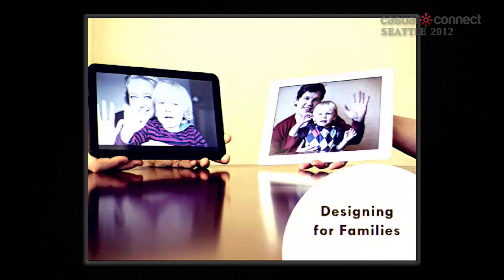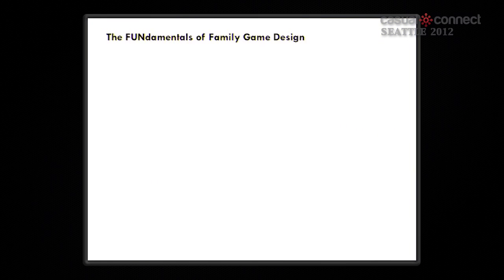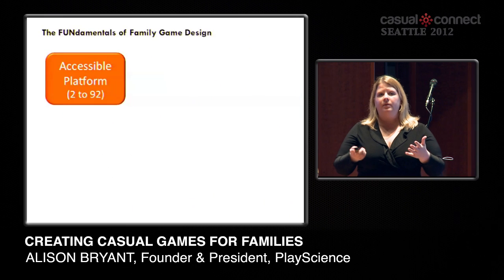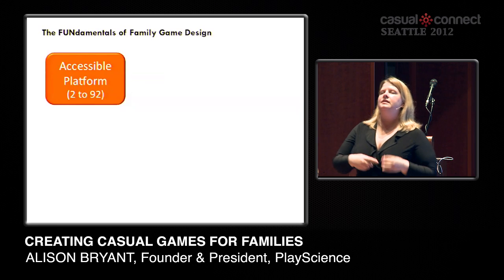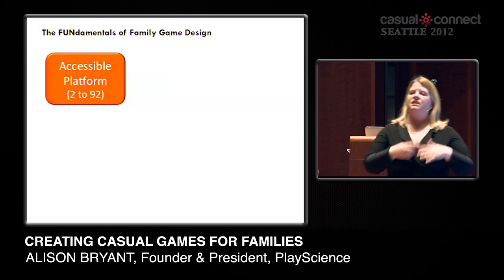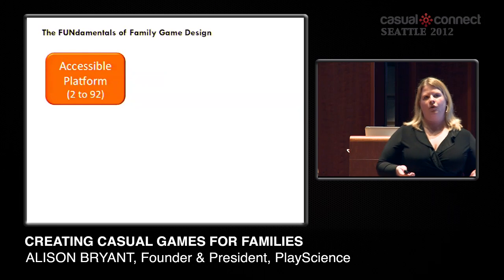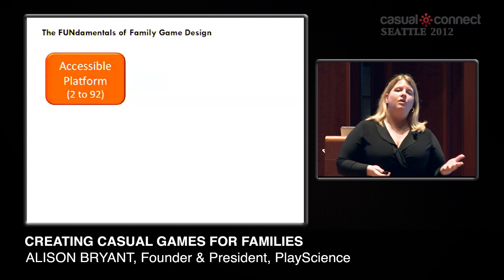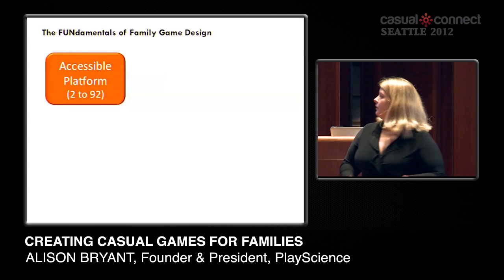So the last thing I just want to talk a little bit about, just some key things to keep in mind when you're designing for families, and bring back some of the things I've talked about earlier. So the first are the fundamentals of family game design. Accessible platform, and when we say accessible, we mean from 2 to 92, right? Part of the reason why tablets have seen such uptake in the family space is that it's very simple, it's a very accessible platform, and accessibility is both about the platform and the interface itself, but also about who has it, right?